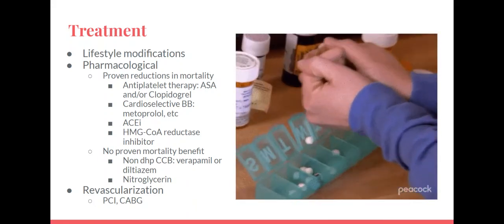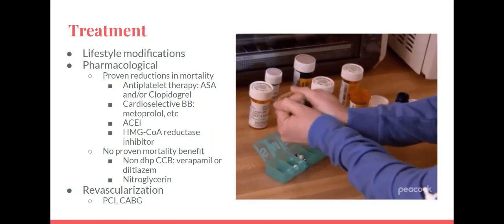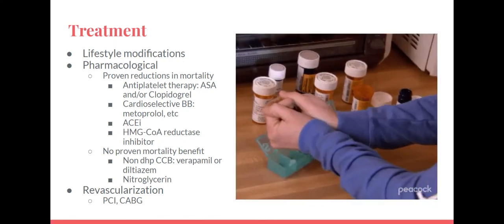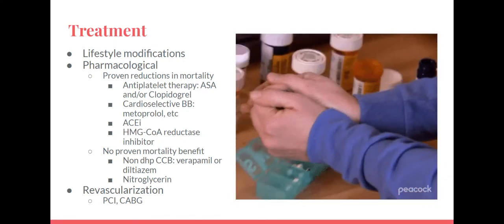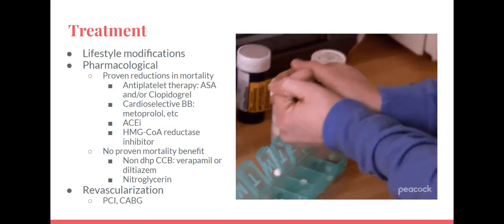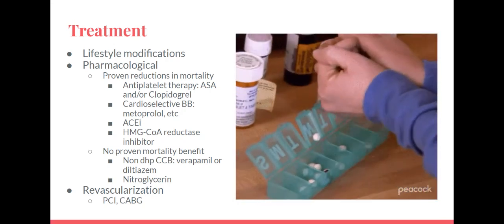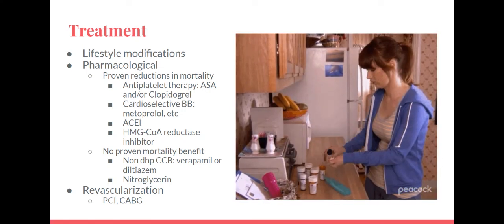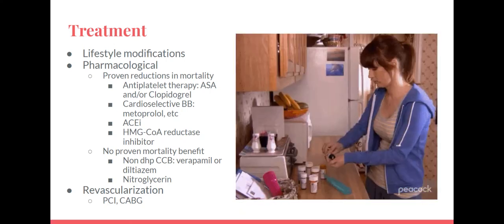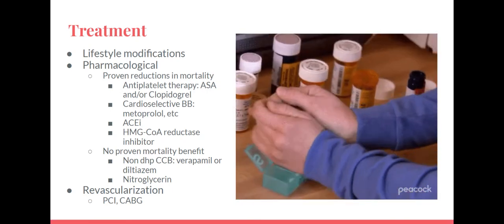Treatment for unstable angina, like most diseases that we see in practice, start with lifestyle modifications. So you can't overstress a clean diet and physical activity. The pharmacological side of treatment is going to be two separate categories, one of them being medications that have proven reductions in mortality, and the other classification being medications that have no proven mortality benefits but help quality of life and symptom management.